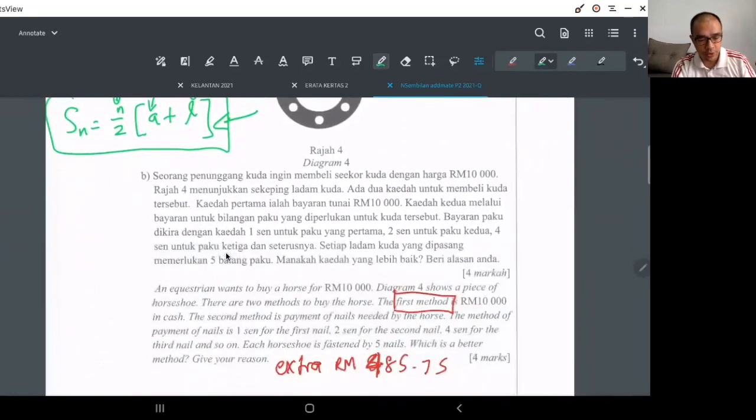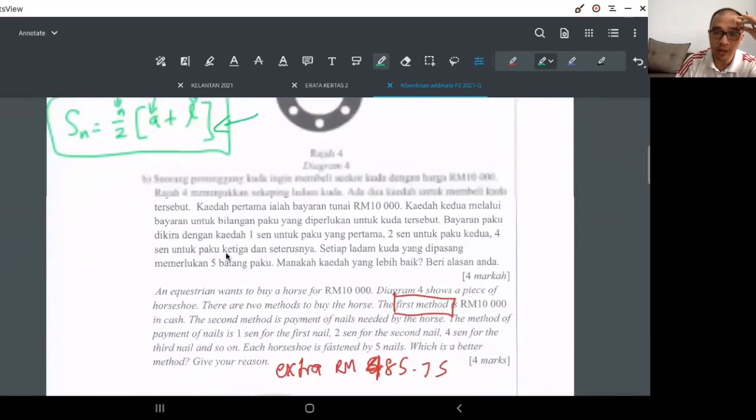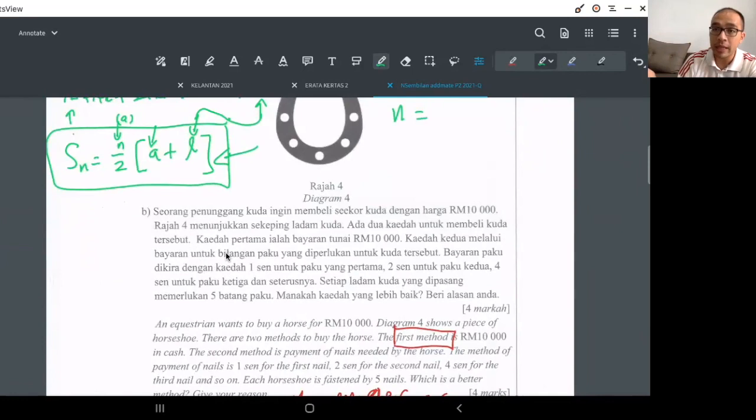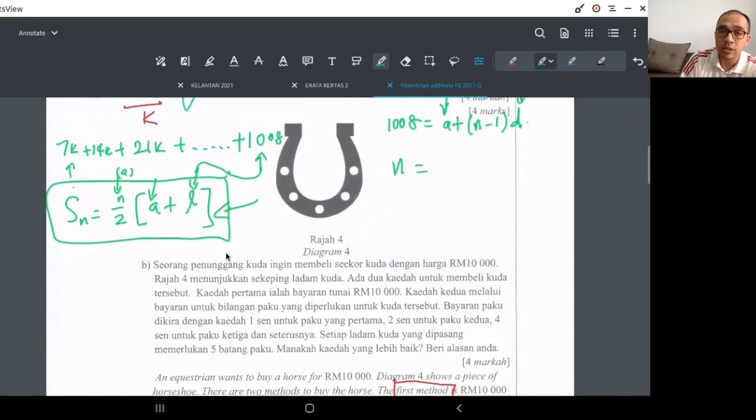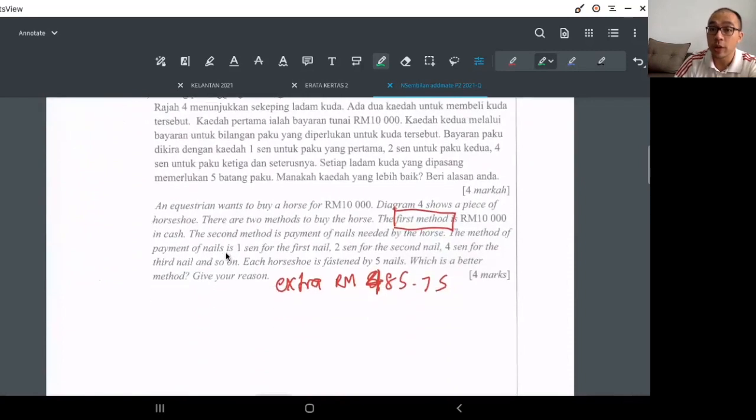Okay, an equestrian wants to buy a horse for 10,000 ringgit. This is also another no-brainer question. Diagram 4 shows a piece of horseshoe. There are two methods to buy the horse. The first method is you pay 10,000 ringgit, you get the horse. The second method is payment of the nails needed by the horse. You find that one horseshoe, one hoof of the horse, needs 5 nails. So if you have 4 legs, which normal horses have, you will need 20 nails.